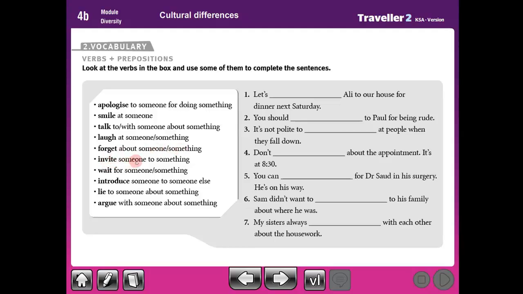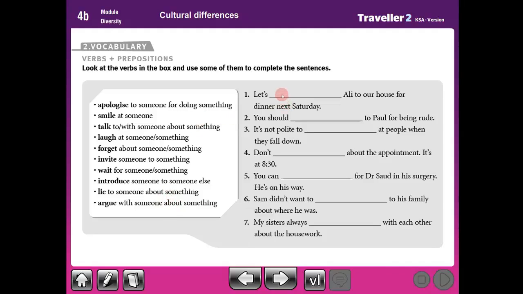Invite someone to something. For example, I invite my friend to my birthday party. Wait for someone or something. Introduce someone to someone else. For example, I introduced my friend to my brother. Lie to someone, but we use with something the preposition lie about. Argue with someone, but with something we use the preposition about.